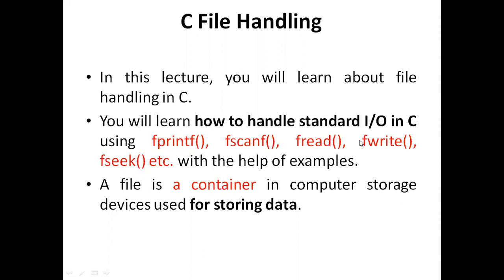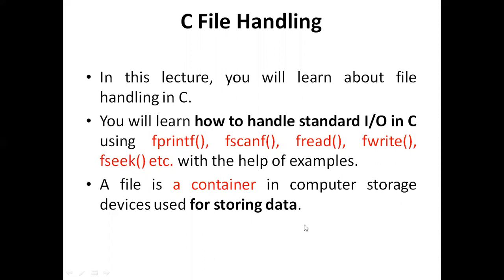And fread and fwrite are used for which type of information to be entered into the files, meaning binary based information. And fseek is used to retrieve some part of information, from where to where we want to read, and from where to where we want to write. Those things are going to be done by using the fseek functionality.